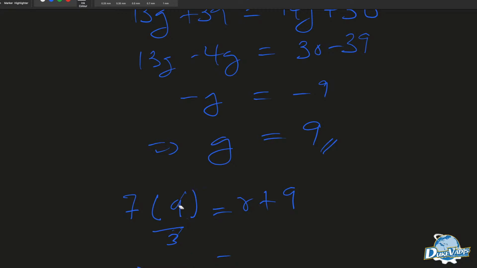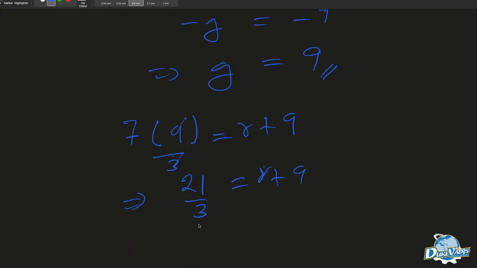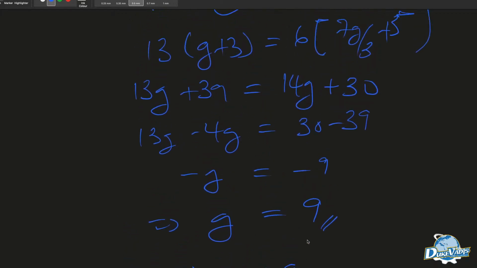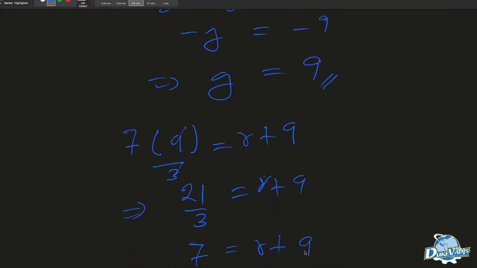Okay, so step by step, and with your level, you must always show the step. You don't assume. So this will be 21 over 3. This goes R plus 9. Okay, and then 3 goes into 7, how many times? 3, 9, 21. So this is 21 equals R plus 9. So what do we do? How do we get R?